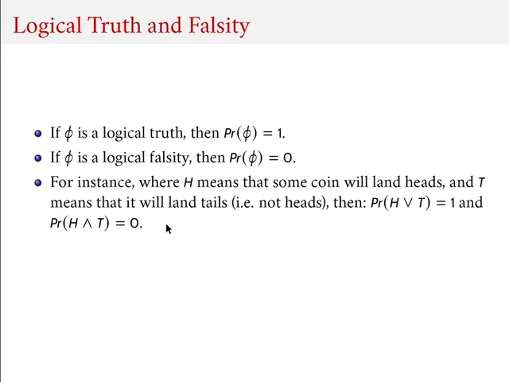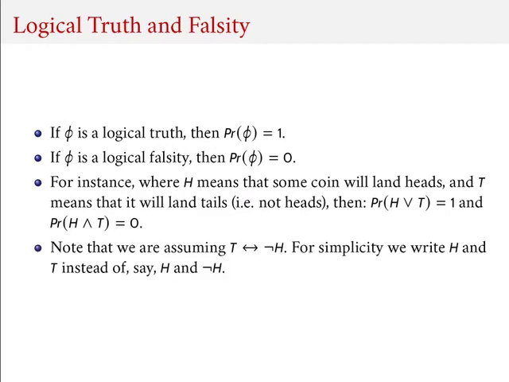Now, the reason for that is that we are considering the sentence H or T as a logical truth. And then, therefore, by this rule here, it must be assigned probability 1. And we're similarly considering H and T as a logical falsity. And therefore, by the second rule, it must be assigned 0. But now let me return to this qualification here.